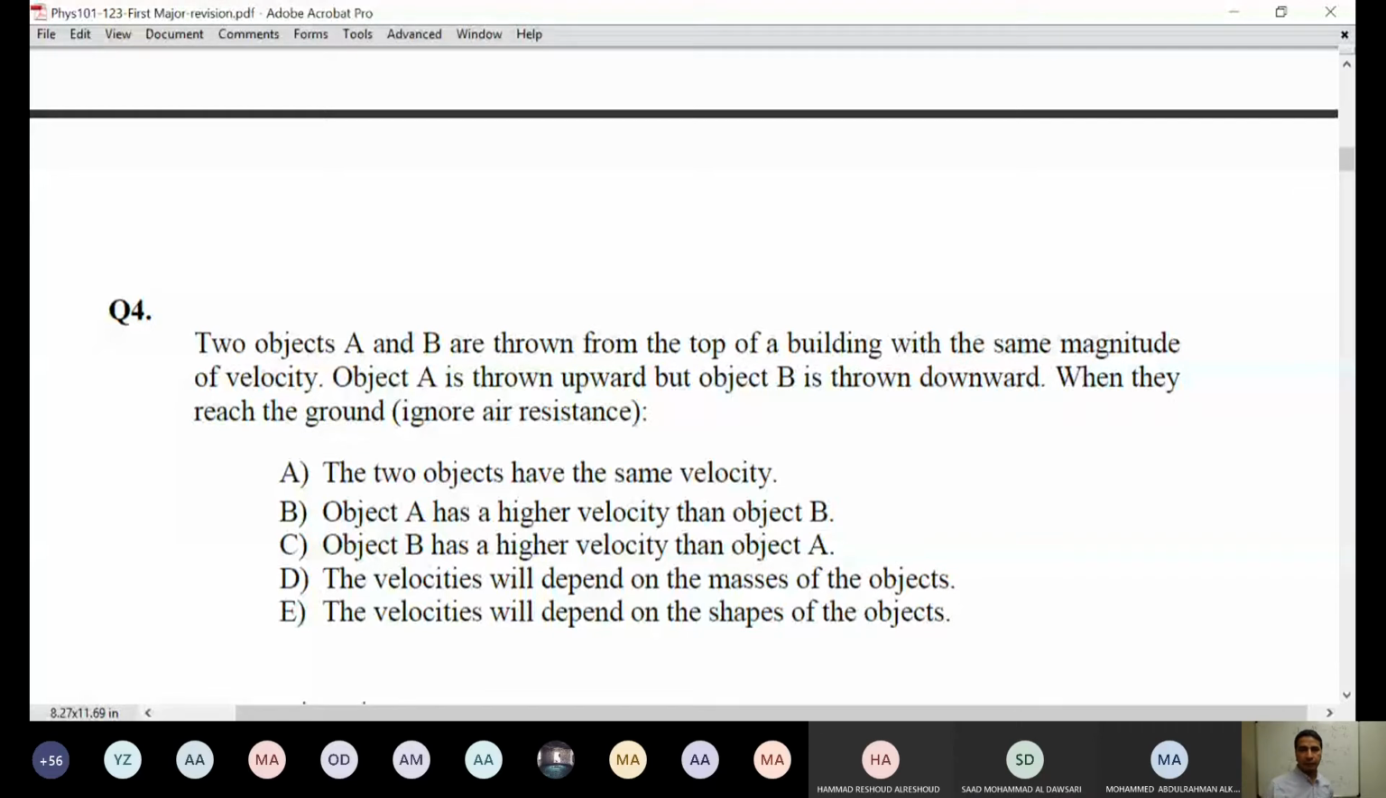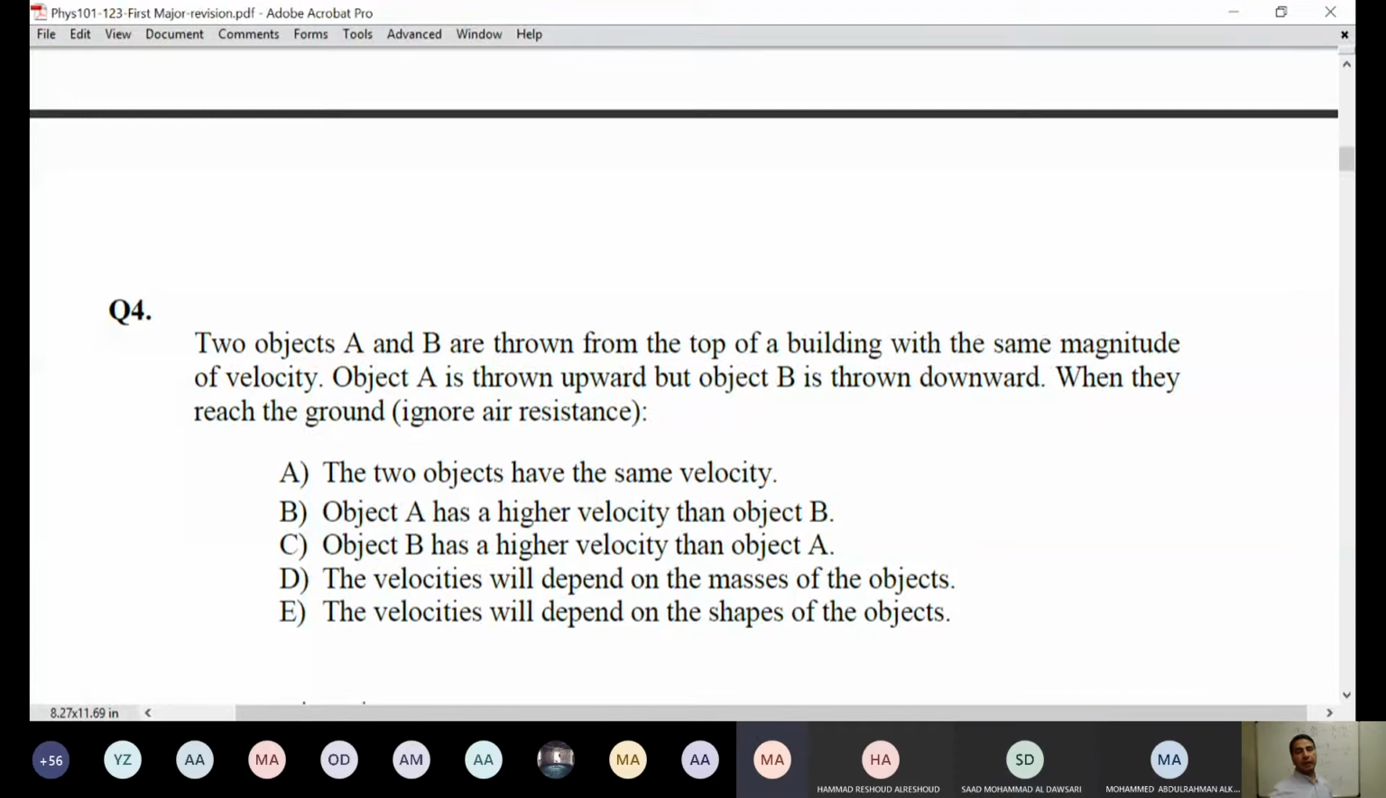When they reach the ground, and we are ignoring the air resistance at all, what will be their speed? Do you think they will hit the ground at the same speed, or it will be a different thing? Yes, the same speed. The same velocity, but different time.